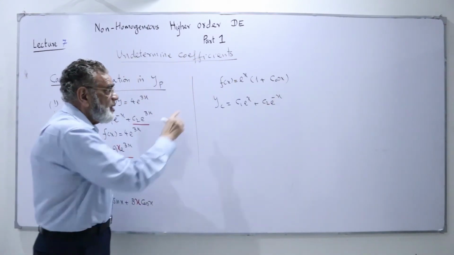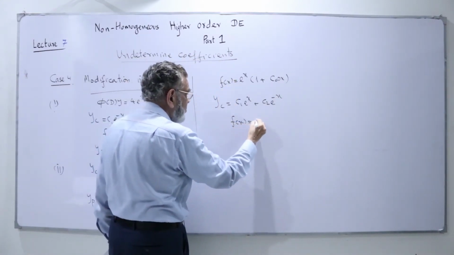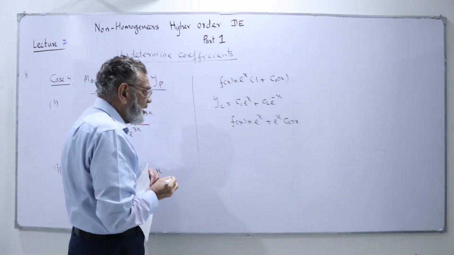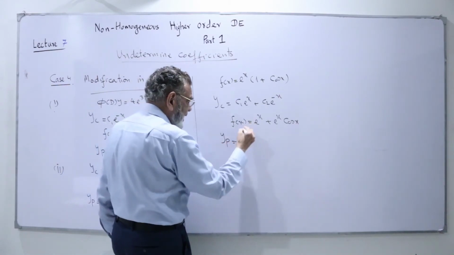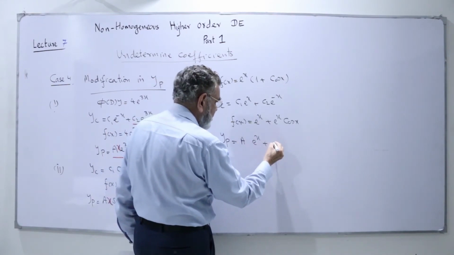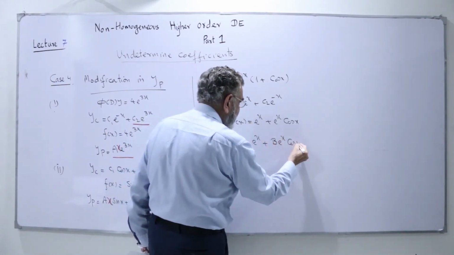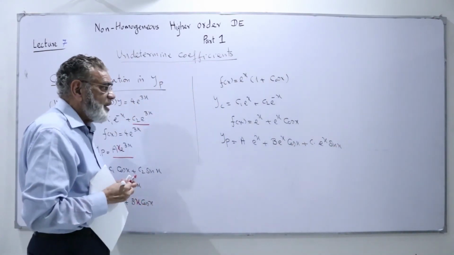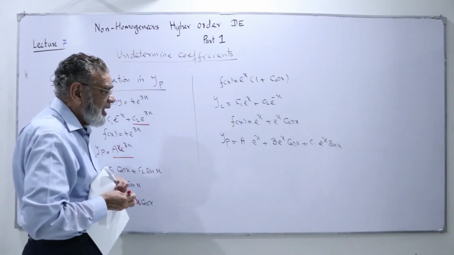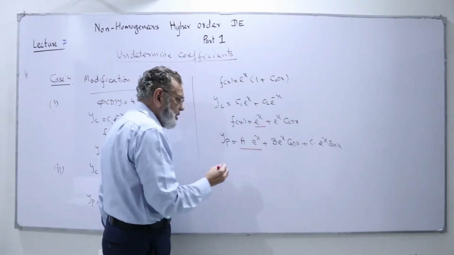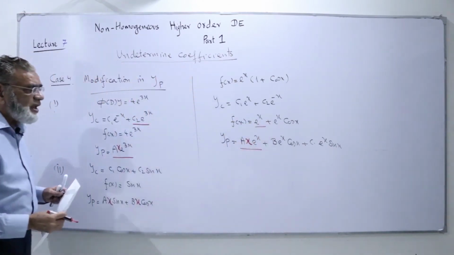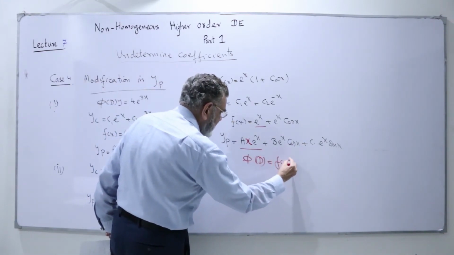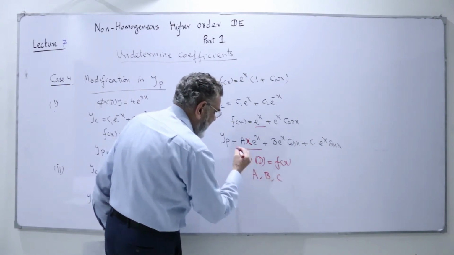Now I want to write my yp. First I open this, so I can write f(x) equal to e to power x plus e to power x cosine x. Now we can see they are repeating, so my yp will be a e to power x plus b e to power x cosine x plus c e to power x sine x. This is my yp. But if I check this, I can see very easily that e to power x is repeating. So I modify this and multiply it with x. Now I substitute this in my differential equation, φ(D)y equal to f(x), and find the arbitrary constants a, b, and c, and I can get the value of my yp.